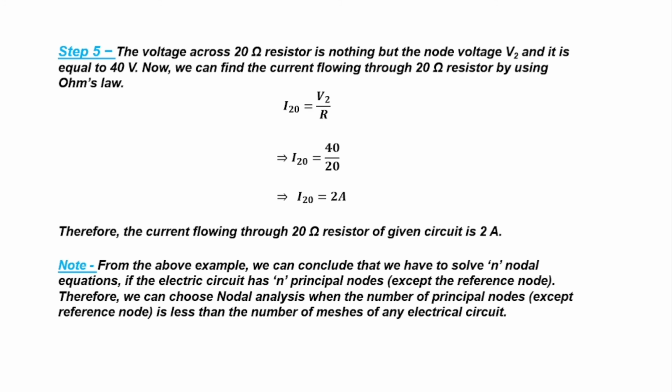Note: from the above example, we can conclude that we have to solve n nodal equations if the circuit has n principal nodes except the reference node. Therefore, we can choose nodal analysis when the number of principal nodes except the reference node is less than the number of meshes of any electrical circuit.